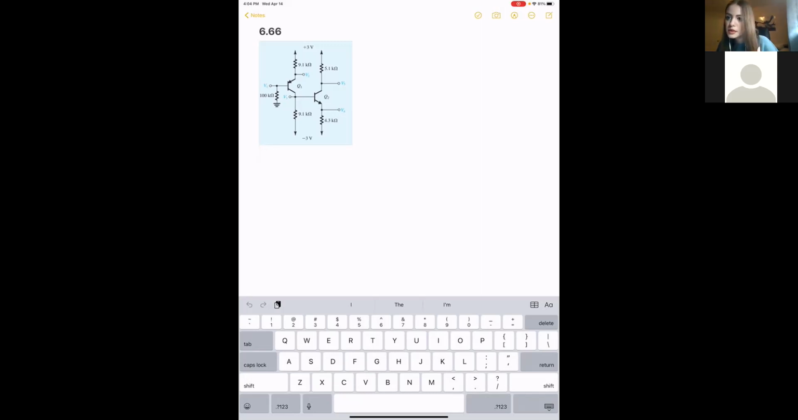So we'll start with 6.66. These are all questions from your textbook, so you can find them if you need to. So this is the circuit. Let me just read out the question. It says, for the circuit shown, find the labeled node voltages for beta A, beta is infinity, and B, beta is 100.